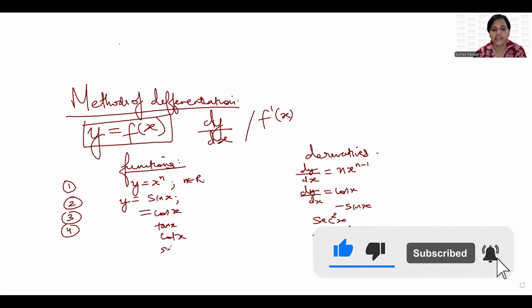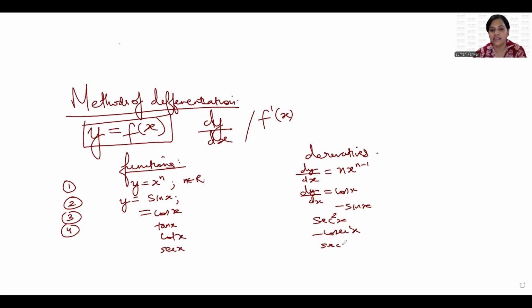If it is sec x, derivative is sec x tan x. If it is cosec x, derivative is minus cosec x cot x. If it is cot x, the derivative is minus cosec square x. If it is e power x, the derivative is e power x. If it is a power x, the derivative is a power x log a. If the function is log x, the derivative is 1 upon x, and so on.